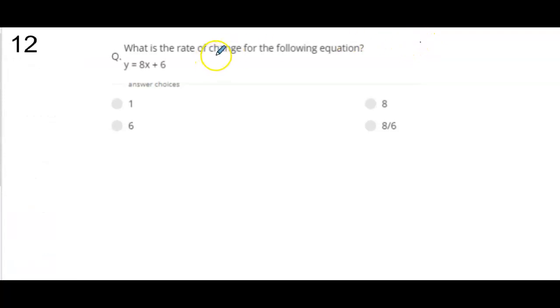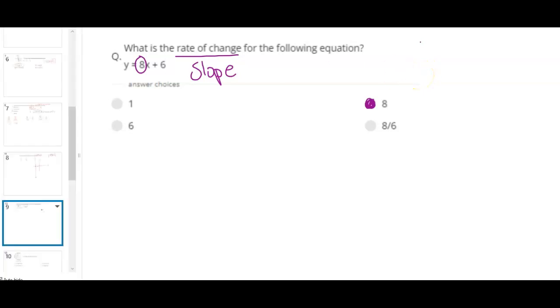All right, what is the rate of change for the following equation? Rate of change is the definition of slope. So that tells you you're looking for slope, and we know the slope is the number attached to x. So my rate of change has to be 8. We have to rise 8 and run 1.